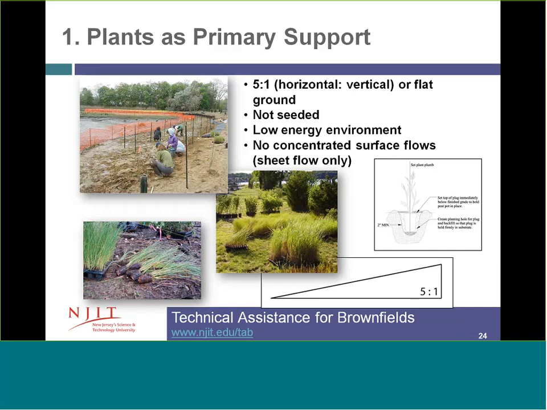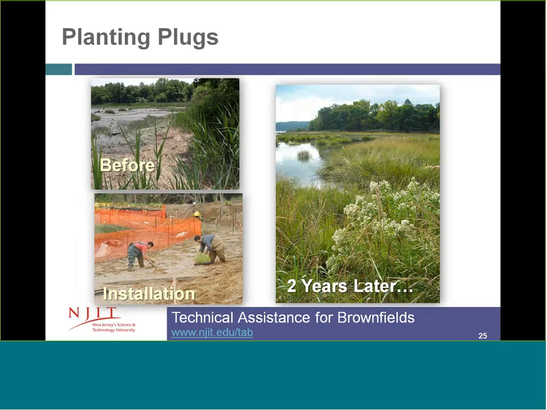Living shorelines comprised strictly of vegetation are only recommended for very low energy environments within coastal coves or protected back bay areas, not on headland situations with high energy. This slide presents some of the results of that planting you saw earlier, the before condition during installation and 2 years later. You can see within 2 years you've got a healthy and functioning ecological system established.